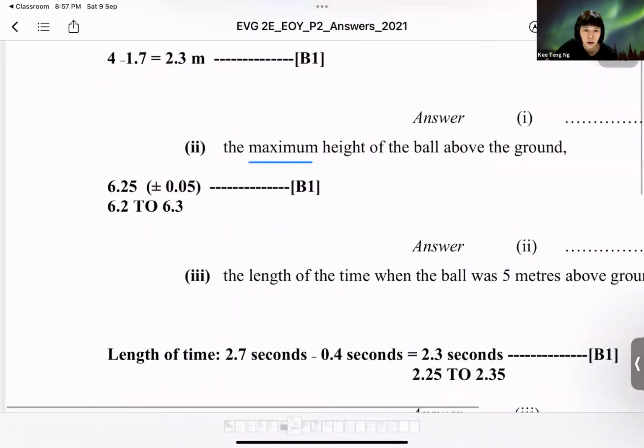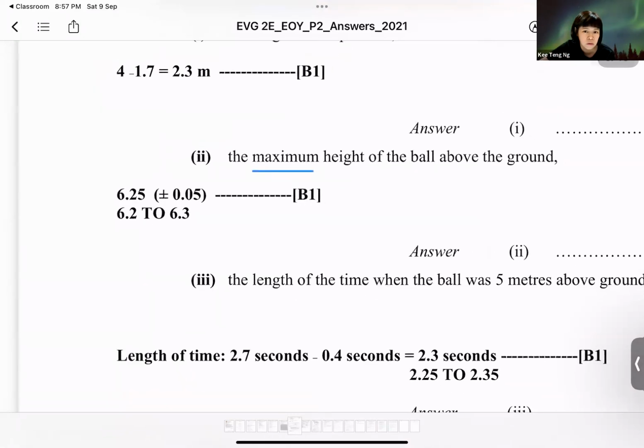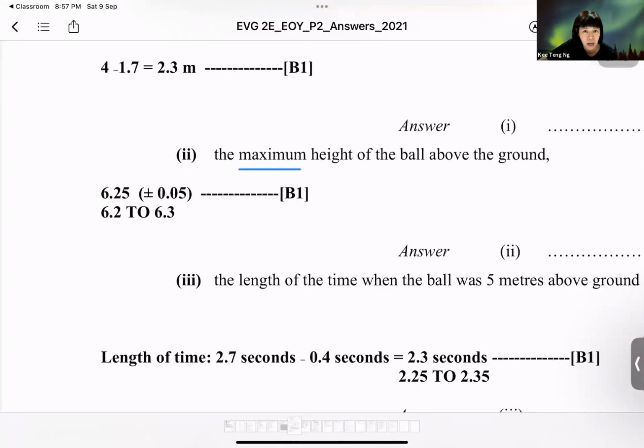So you see the correct answer is 6.25, but the teacher accepts a little bit of allowance, plus or minus 0.05. So you can accept up to 6.2 or 6.3. In fact, 6.4 might not give you the mark as well. Okay, so please be more accurate or be more mindful when you plot your graph, and you notice certain things, you can pre-plot it, pre-plan your answers.